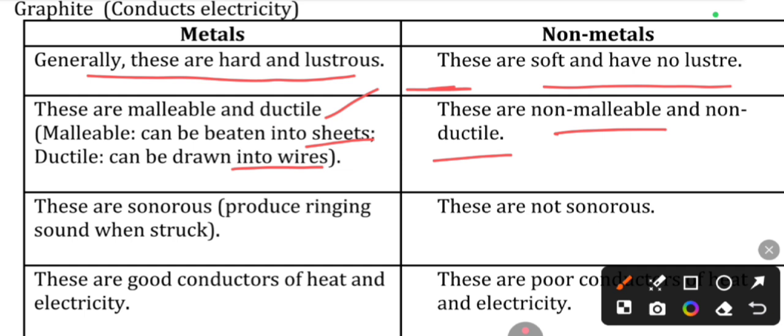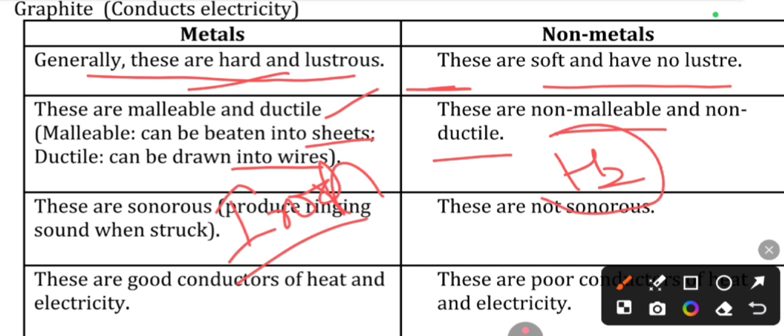Whenever you want to learn the properties of metals and non-metals, you can take one example in metals, that is iron. If you consider iron as an example of metals, you can learn all the properties of metals. But if you take hydrogen gas as an example of non-metals, then you can learn all the properties of non-metals. For example, hydrogen only I have taken here.